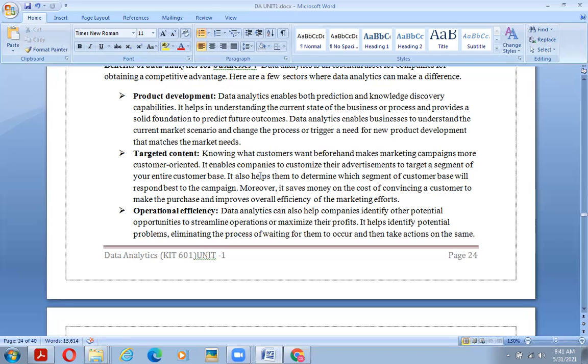So data analytics is now used in product development.